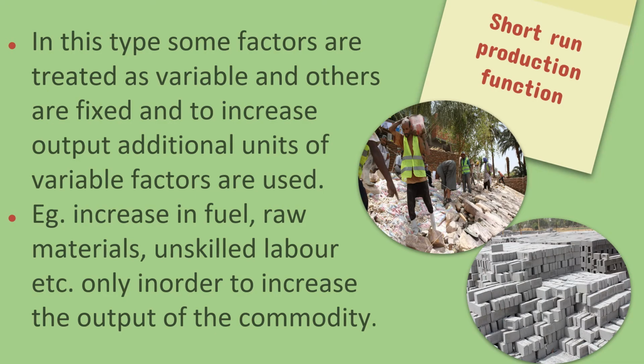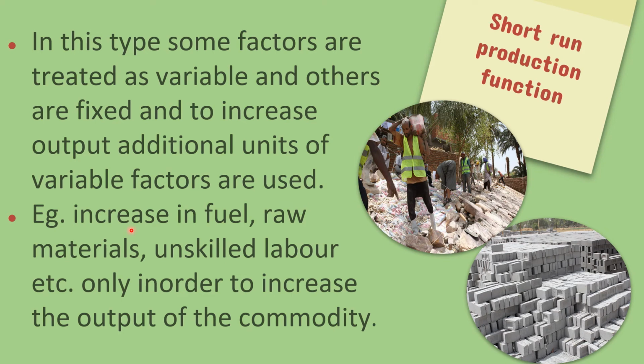Having learned what is the short run, we are now in a better position to understand what is the short run production function. So production functions are of two types, the short run production function and the long run production function. Let us try to understand first what is the short run production function. In this type of production function, some factors are treated as variable, as changing, and other factors are fixed. And to increase output, additional units of variable factors are used.